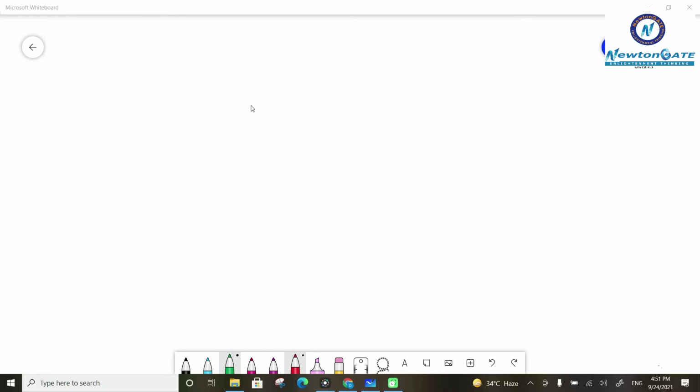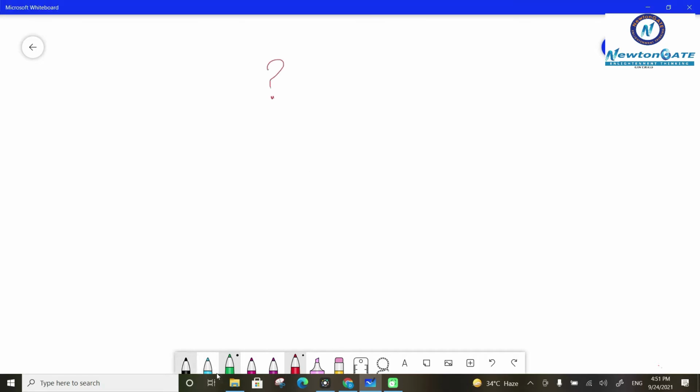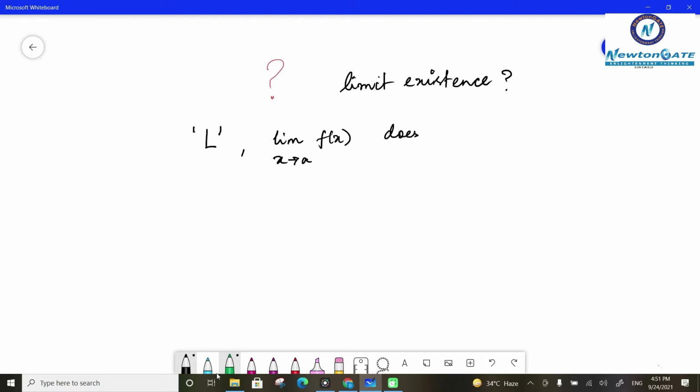Now, the question is: is it always necessary that a limit will exist? Is existence a compulsion? It will always exist? Or there might be cases where the limit may or may not exist. Basically, when we don't get any such L, we say limit x tends to a of f(x) does not exist.